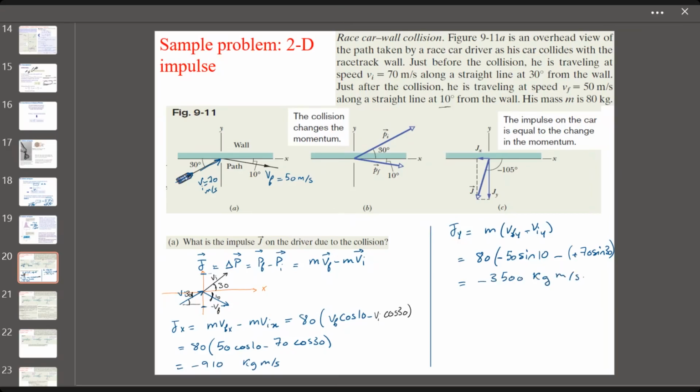Now, the question said, what is the impulse J? To represent your final answer, you can either write J equal to minus 910 i minus 3,500 j, or you can find the magnitude by doing the square root of Jx squared plus Jy squared. If you calculate that, you will get 3,600 kilogram meters per second. But then with this, you will have to find the angle theta. Up to you, really. You can either stop here or represent J by this method.